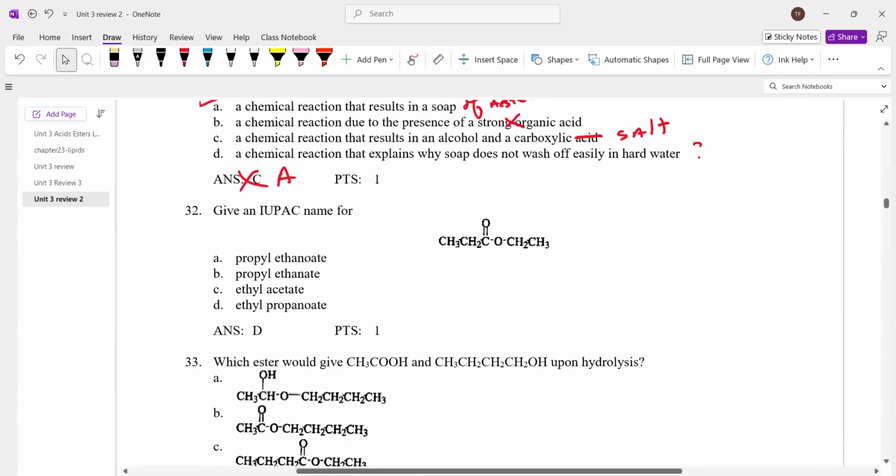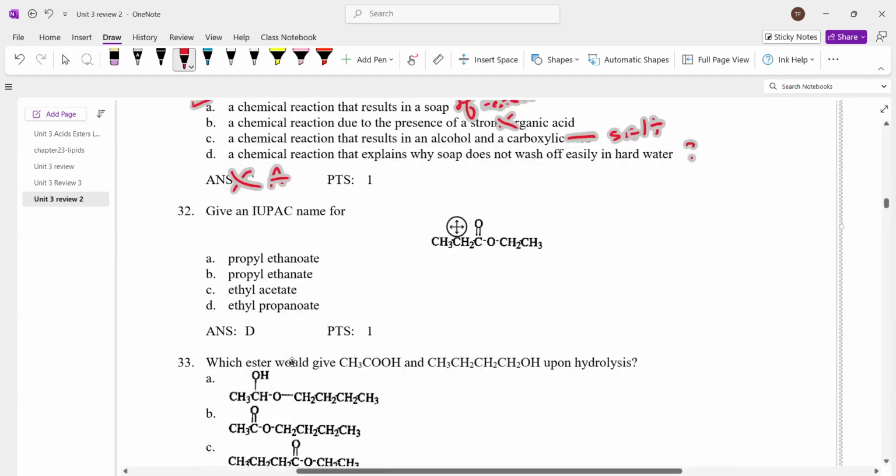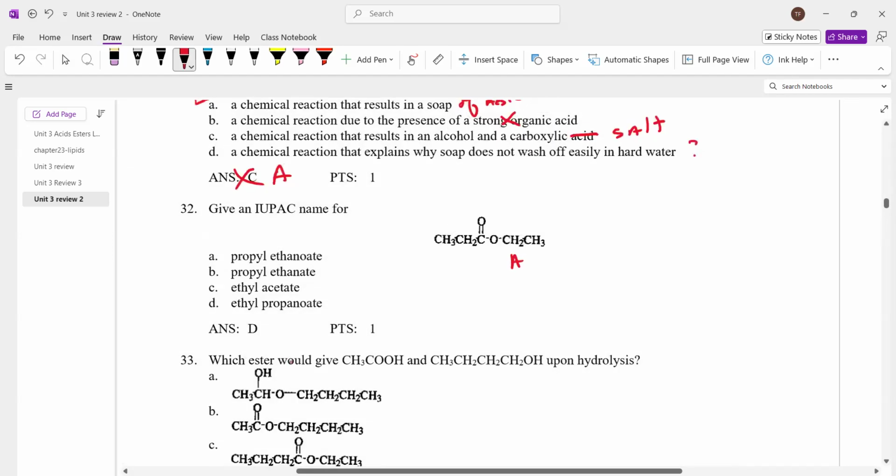Okay, so IUPAC name for this. Okay, it's an ester. So that's the alcohol, and this would be the acid. 3 carbon acid, 2 carbon alcohol. Those are both 3 carbon alcohols, 2 carbon, 2 carbon. We want a 3 carbon acid. So it's going to be ethyl propanoate.